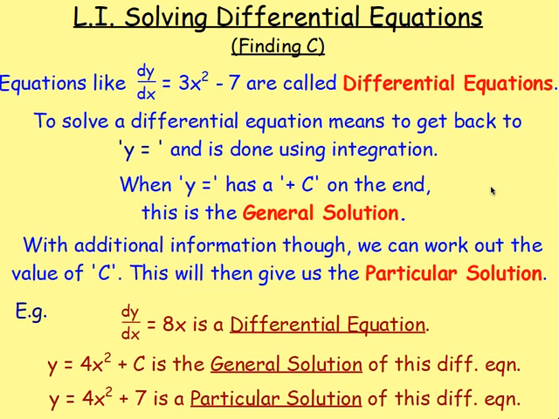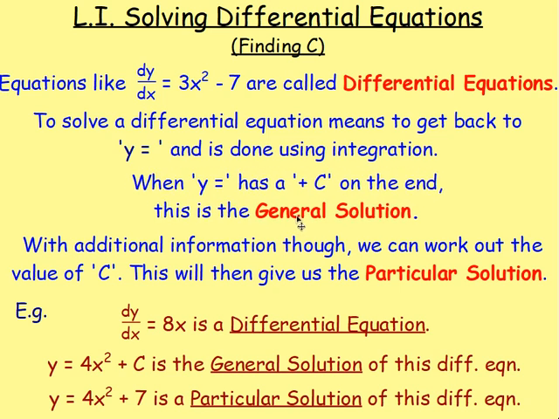After that, lesson 2, we were solving differential equations, and equations like dy by dx equals 3x squared minus 7 are known as differential equations. Differential equations are equations where you have a dy by dx in them, and to solve them means to go back the way, to go back to y equals, and to do that you want to use integration. Whenever you integrate then, what do you always have in the end? Plus c! And with your plus c in the end, if you get back to y equals something plus c, it's known as the general solution.